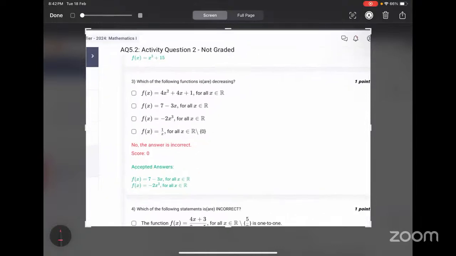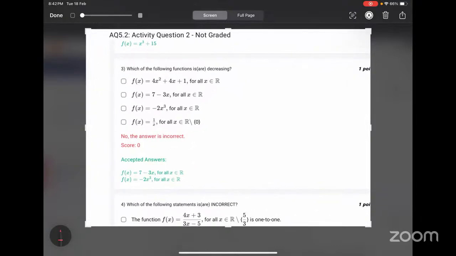What about the first one? Is it decreasing? We have to check the highest x power, so it is 2. The first option is a parabola, right? We know the domain is the whole R, and a parabola is half increasing, half decreasing. So it will never be the correct option, so we can discard it, right?